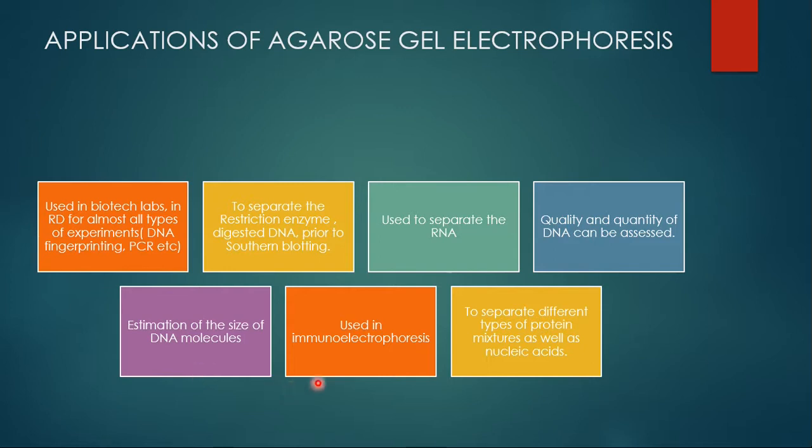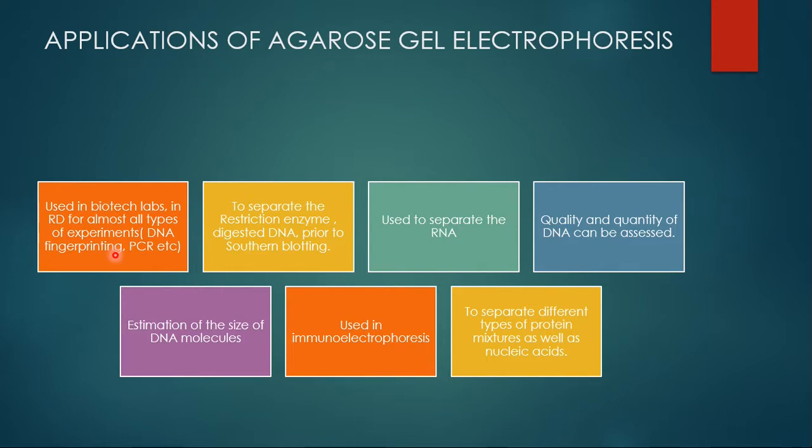And this agarose gel electrophoresis is also widely used in the immunoelectrophoresis technique, that is antigen antibody reactions. And then it is also used to separate different types of protein mixtures as well as nucleic acids. So these are the certain applications of agarose gel electrophoresis.